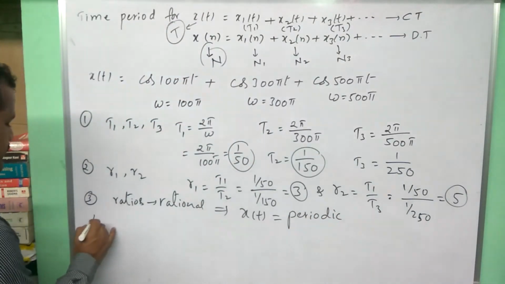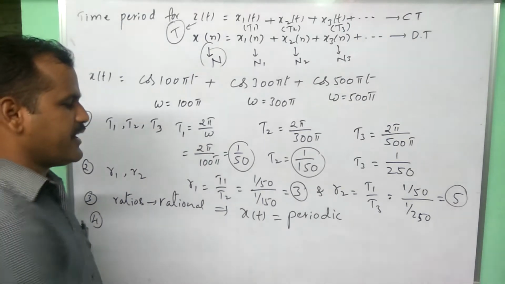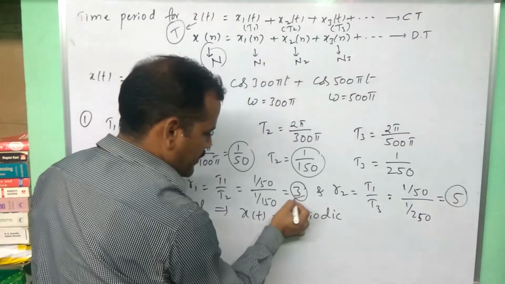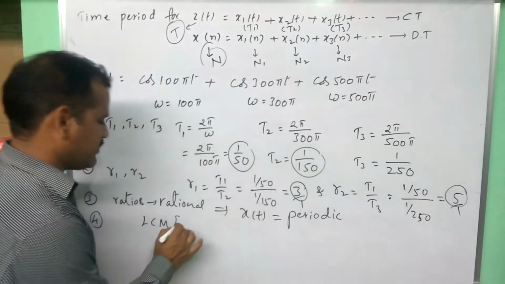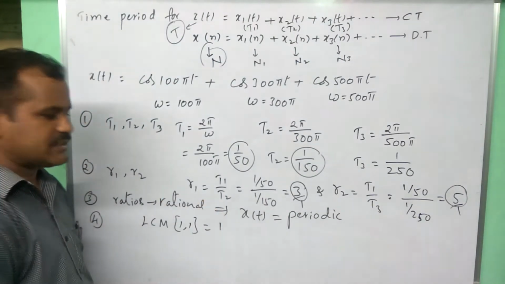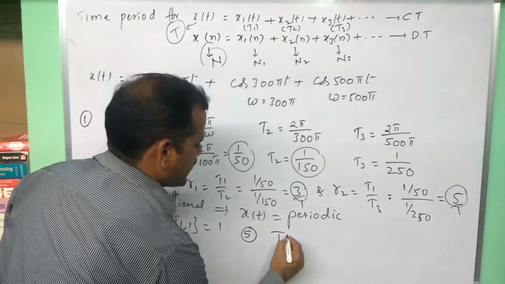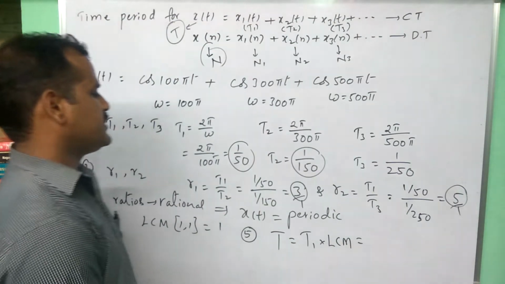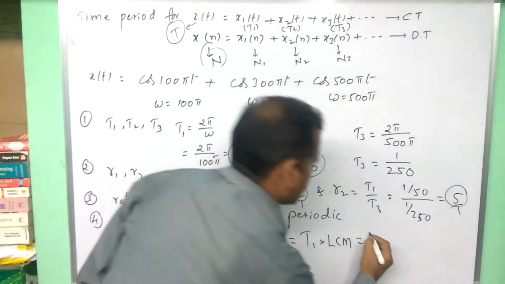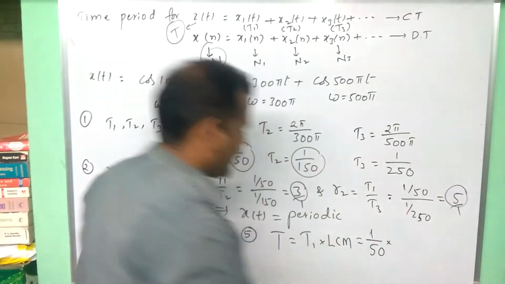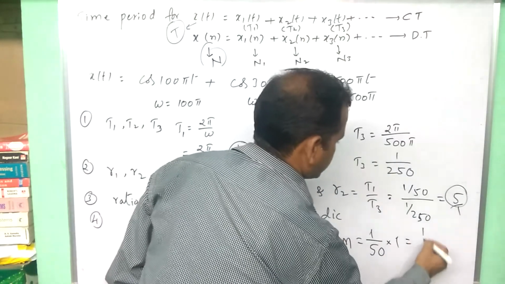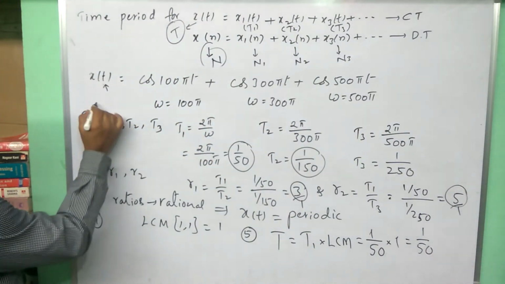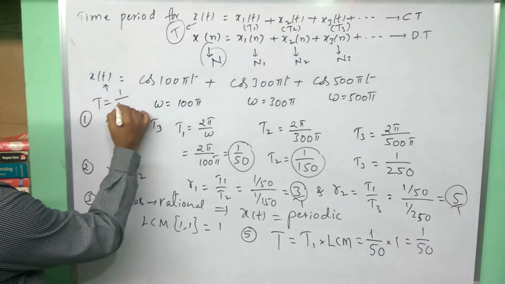In step 4, we should find the time period of this periodic signal, so first the LCM should be calculated. The LCM of the denominators: here denominator 1, here also denominator 1. So the LCM of 1 comma 1 is 1. That means in the last step, the total time period is the first time period multiplied by LCM. What is the first time period? This is 1 by 50. 1 by 50 multiplied by LCM value 1, so this is 1 by 50. Finally, the time period of this signal is 1 by 50.